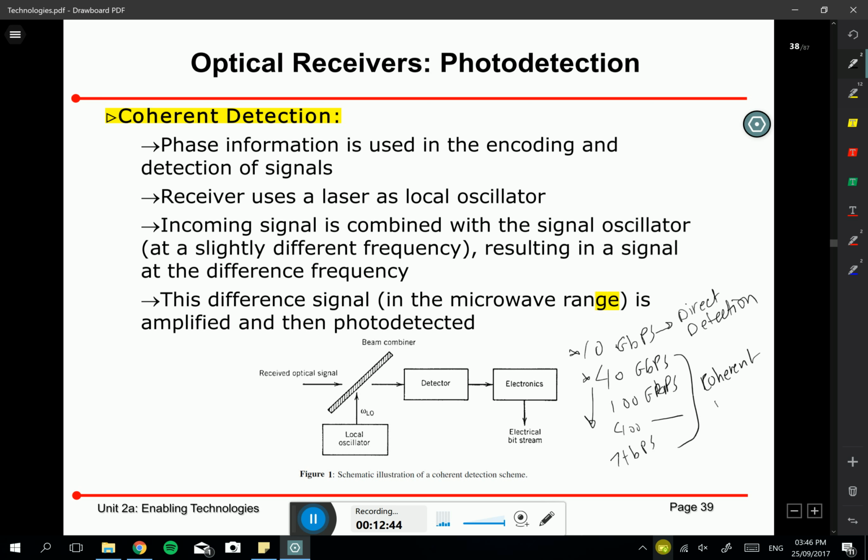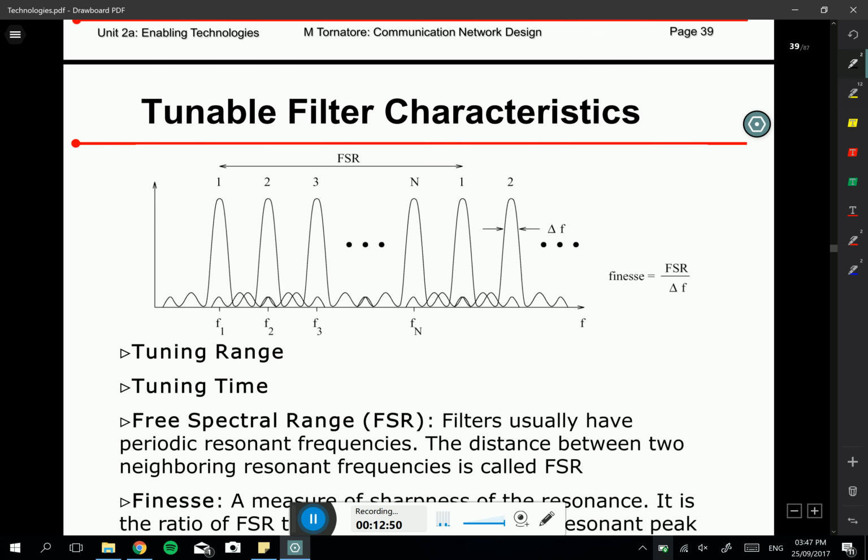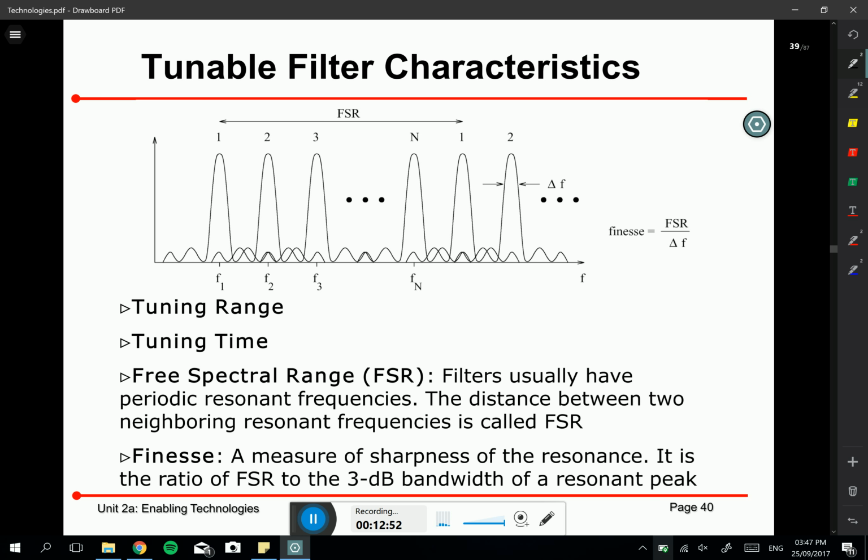Before having the receiver, you need to filter out the exact wavelength that you want. I don't know how clear this was from the previous lectures, so let me quickly recap. Different lasers at different lambdas or different frequencies, same thing.